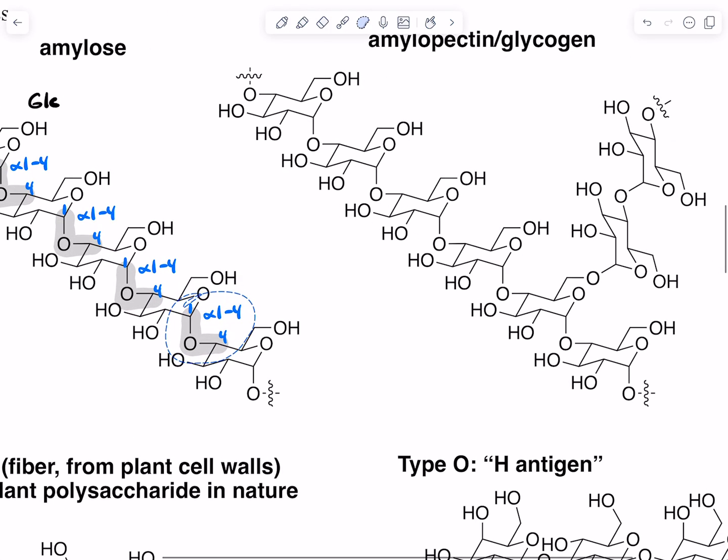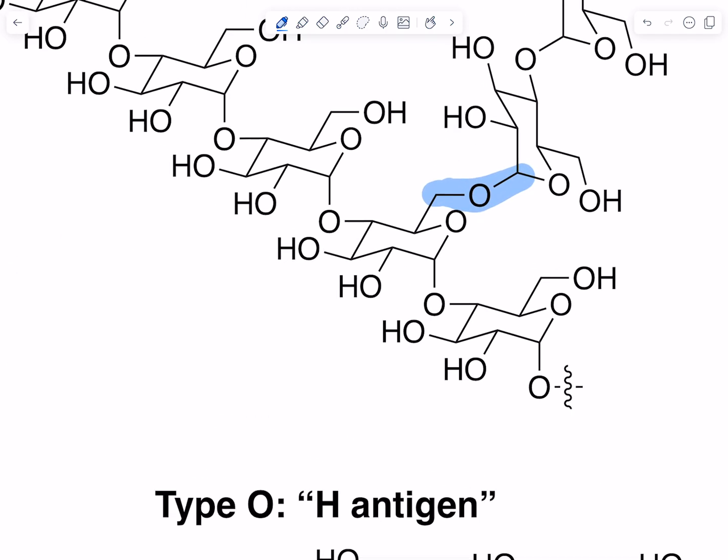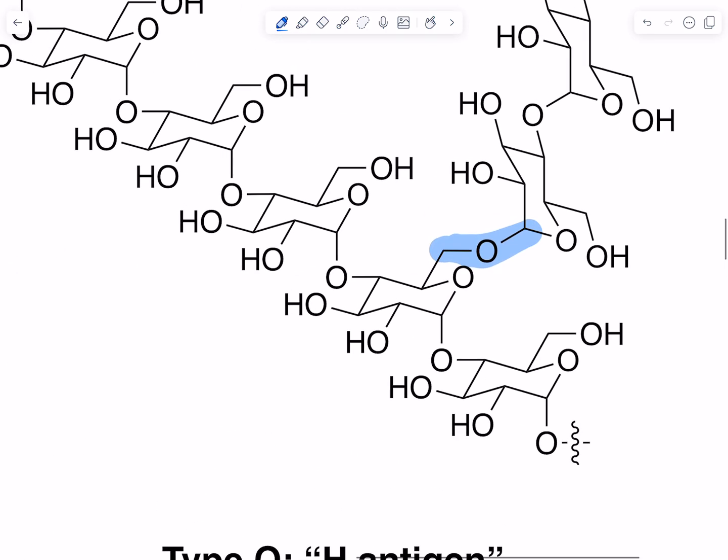Let's look at amylopectin. It's almost exactly the same as amylose, but there are branch points. So let's look at one of these branch points. What is the configuration of that glycosidic linkage? You may have to tilt your head to see what the carbohydrate on the right is, what its configuration is. What do you think it is? It's alpha, because it's on the opposite side as the C5 substituent.